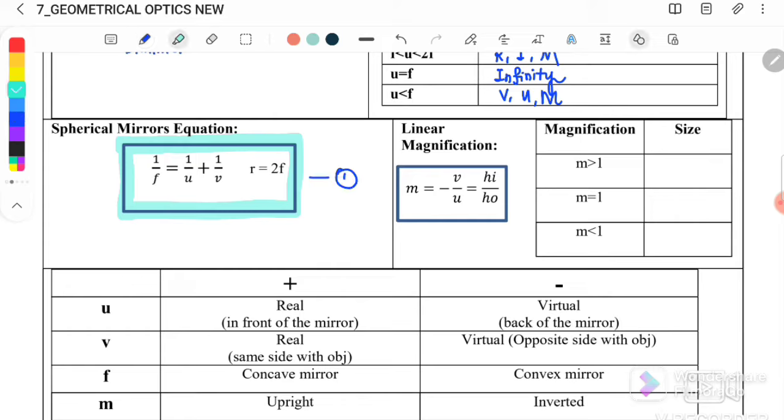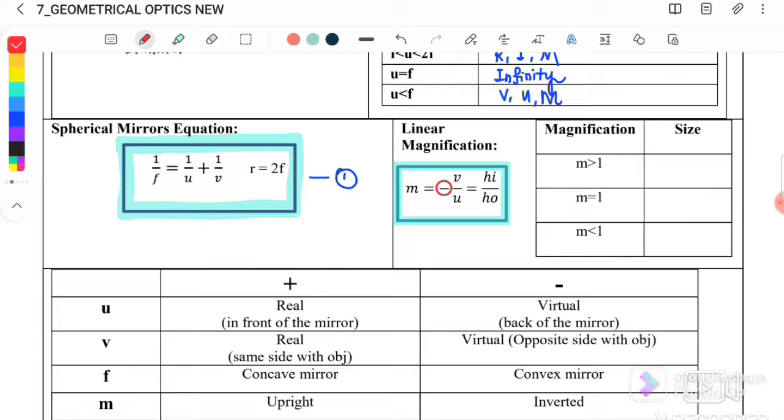The second equation that we will use is the linear magnification, where m equals negative v over u. Remember here there is a negative. v is the image distance and u is the object distance. m also equals h image over h object.